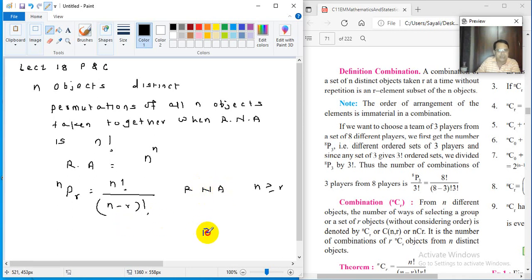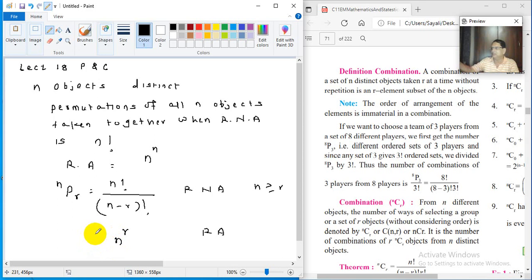But when repetition is allowed, what will it be? There are r places that we want to occupy, and each place can be occupied in n ways because repetition is allowed. So n into n, r times, so n raised to r. These are the formulae that you have to definitely remember.